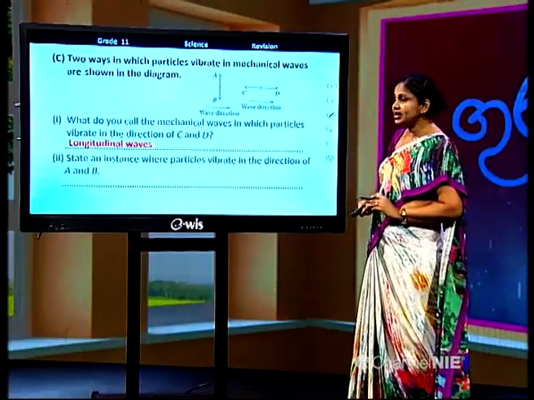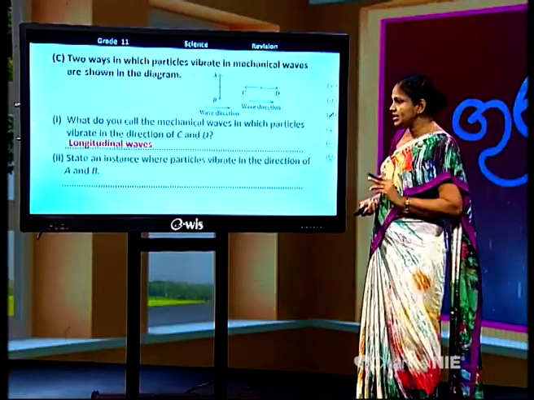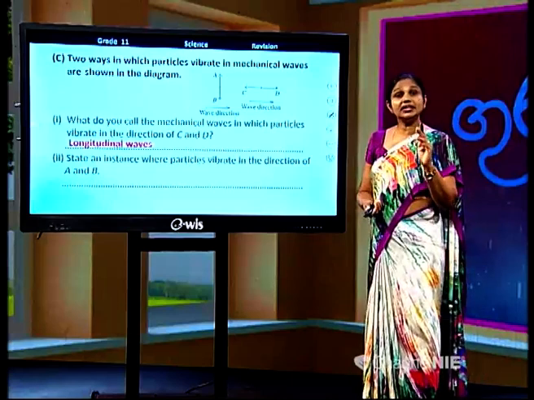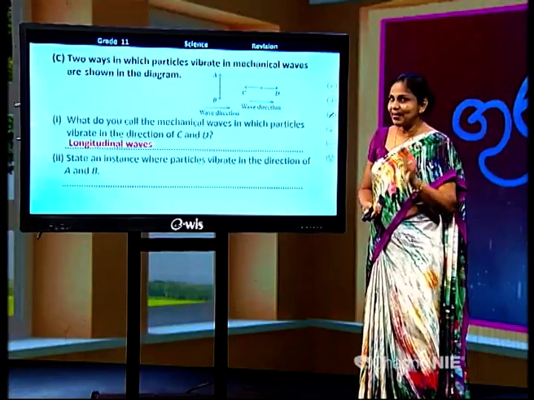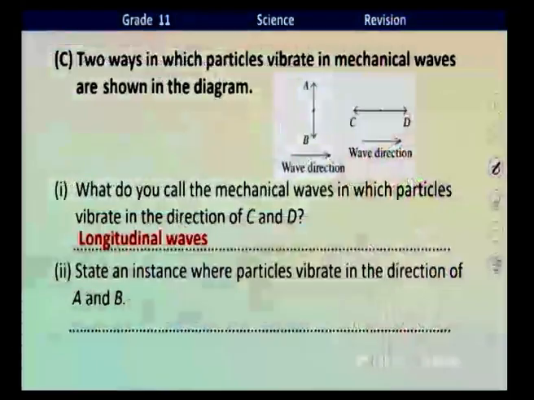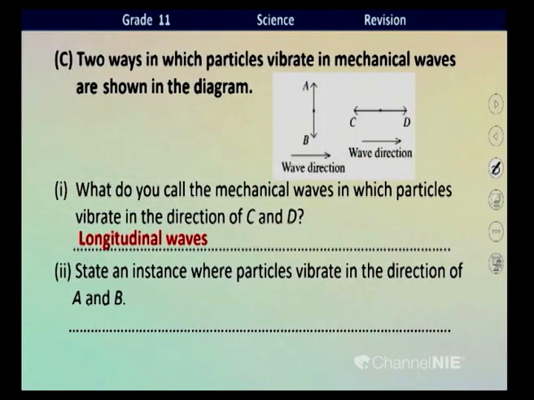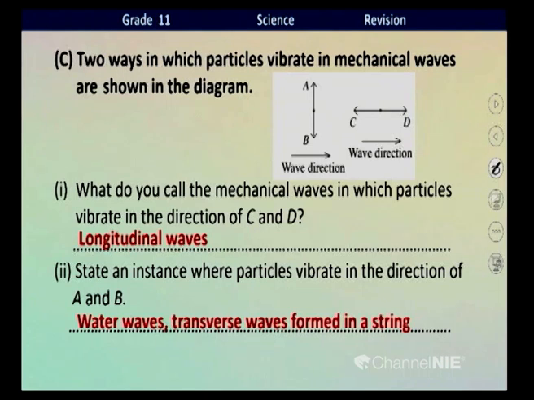Longitudinal waves, right? Then, state an instance where particles vibrate in the direction AB. As I told you, when the particles vibrate perpendicularly to the direction of the motion of the wave, it's a transverse type wave. As an example for a transverse wave, we can have water waves or transverse waves formed in a string. When a stretched string is vibrated, children, this type of waves is generated. It's a type of transverse waves.